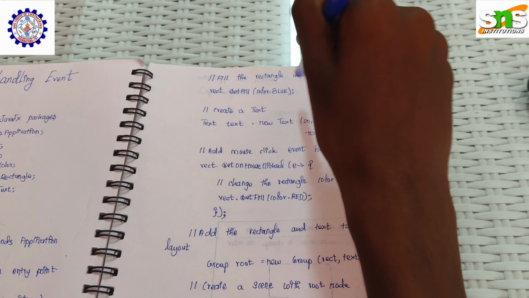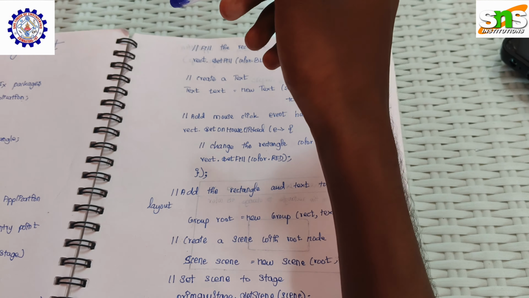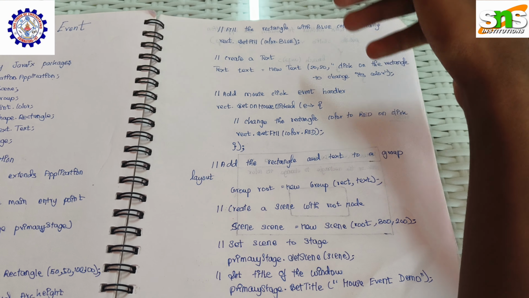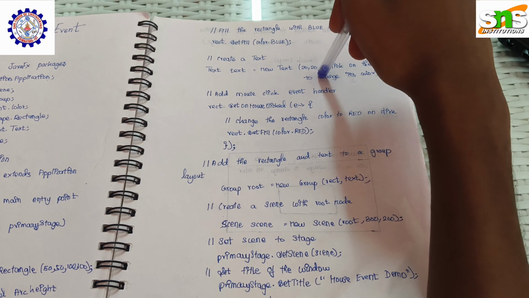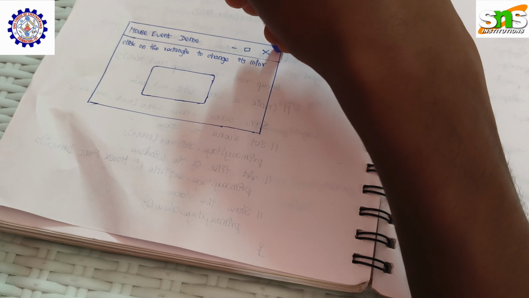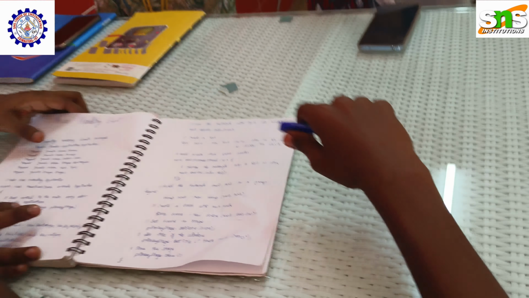so rect.setFill(Color.BLUE), and we want to create a text, which is the Text object equal to new Text. 20 is nothing but the x and y axis, and "Click on the rectangle to change its color", which is the text we display on your output. The rest of the program is explained by Bharani.